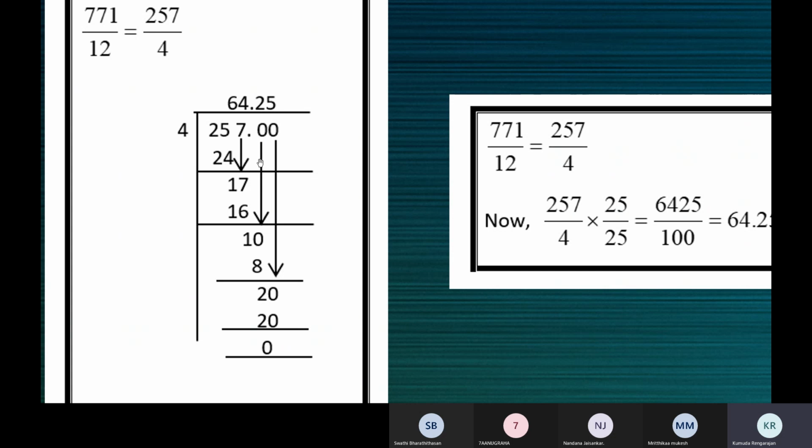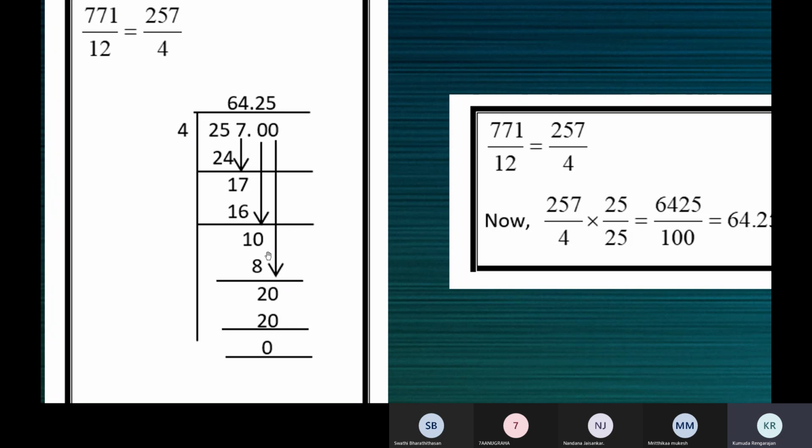But since it is zeros after the decimal point, you should place a decimal point in the quotient. 6 4 we already had. Now the 0 comes down, but it is after the decimal point. So place a decimal point here. Before you bring the 0 down, place a decimal point in the quotient and then bring the 0 down, because the 0 which comes down is after the decimal point.